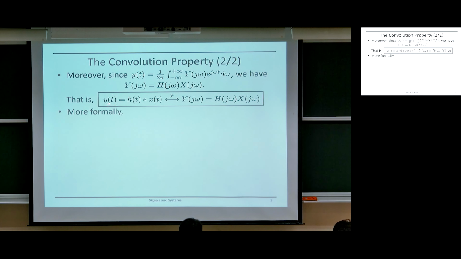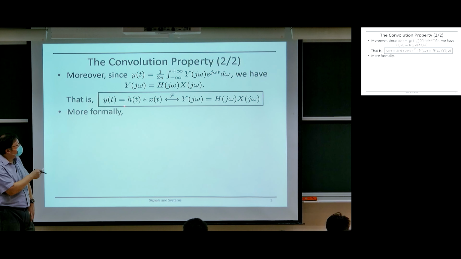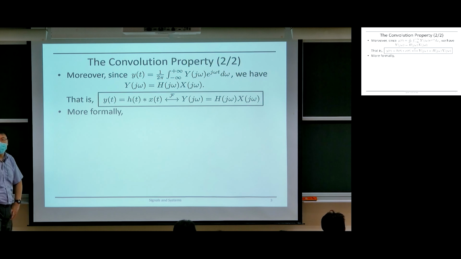Now, y of t, the output of the linear time-invariant system, is equal to the convolution of the impulse response and the input signal. And we know that this convolution has a Fourier transform that is equal to the product of the spectrum and the Fourier transform of h. So this gives you a very useful property saying that convolution in the time domain corresponds to multiplication in the frequency domain.